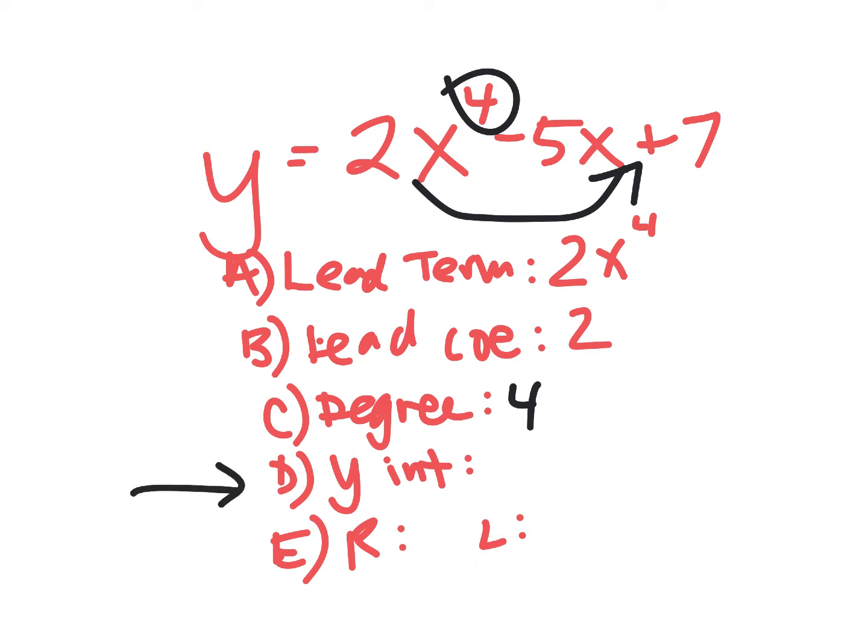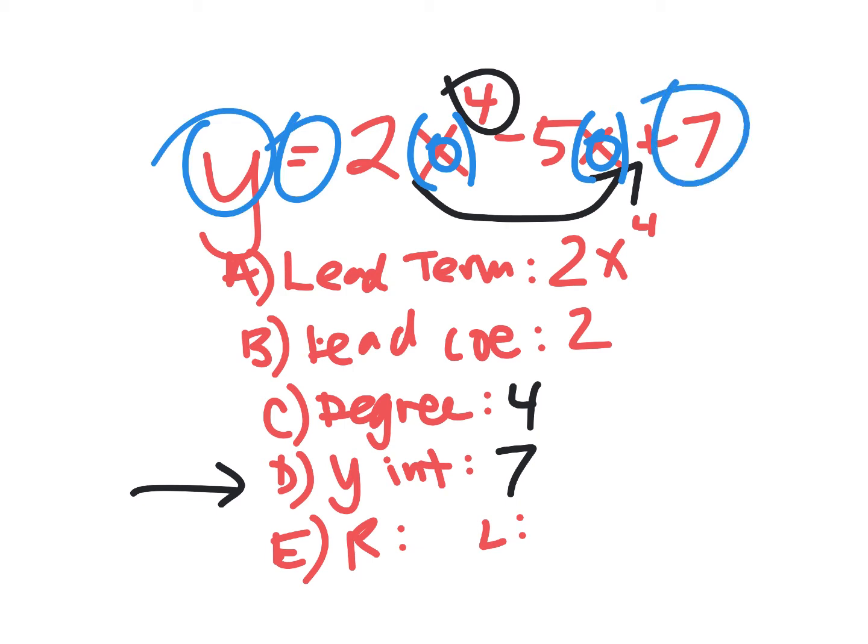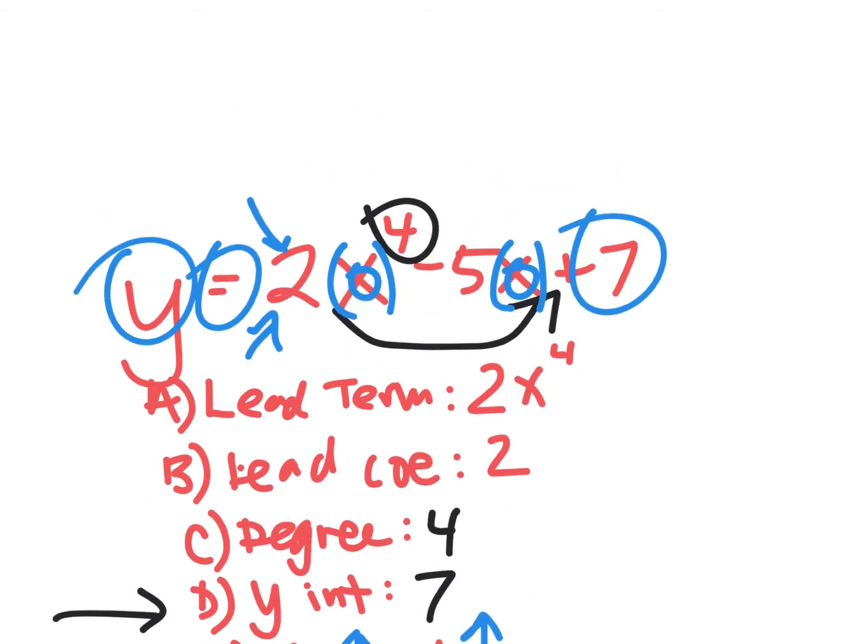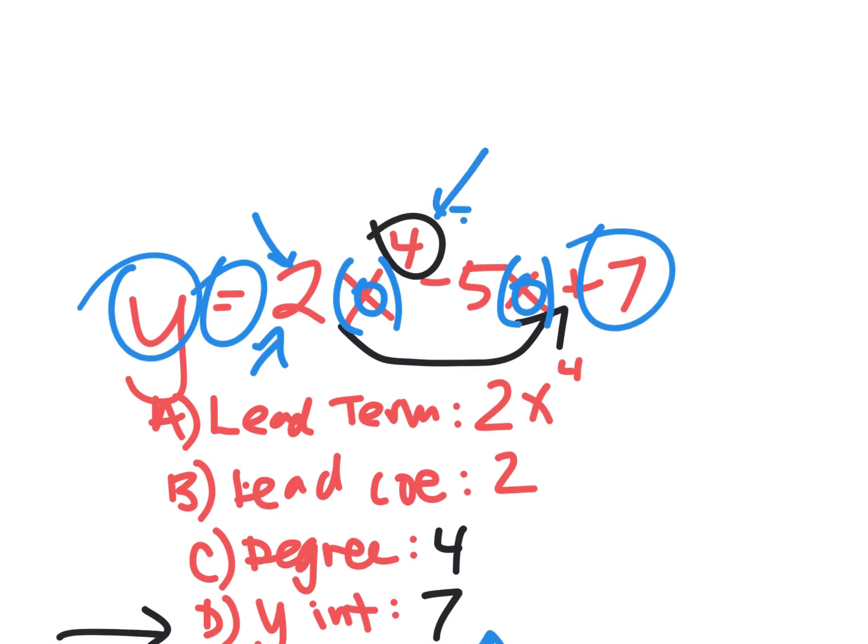Okay, next up, the y-intercept. Parker, what did you say for y-intercept? 7. Yes. The y-intercept is where you put in x is 0. And then both of those terms turn into zeros, so it's y equals 7. Okay, the right end depends on this. The lead number is 2. Does that tell you the right end is up or down? And why are they both going the same way? Yes, if the degree is even, they both go the same way. You feel like you guys have all of these? Any questions about those?